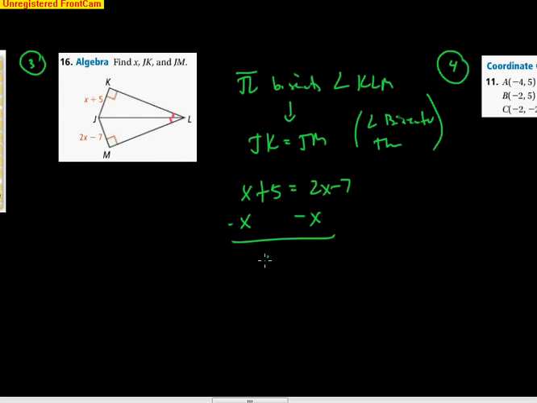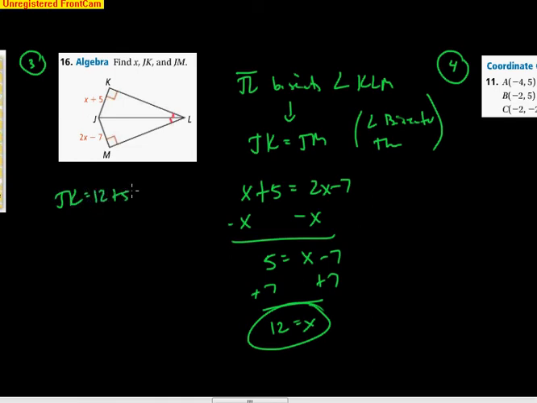Let's subtract x. 5 equals x minus 7. Let's add 7. 12 is x. So when I plug it in to find JK, I do 12 plus 5, which is 17. And I don't even have to do JM, because I know JM is also 17. If you want to check, you can do that. 2 times 12 is 24. 24 minus 7 is 17. They should be the same. Alright? So in an angle bisector, J is equidistant from M and K where it hits the sides. And remember, it has to be perpendicular.